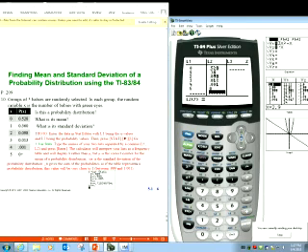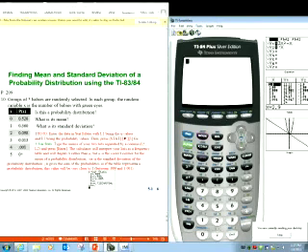Quit your Stat Editor, just second and quit to get out of there. And then press Stat, move the arrow over one place, and number 1 will say 1-Var Stats. That's what we're going for. Stat, move the cursor over 1, and then choose number 1.